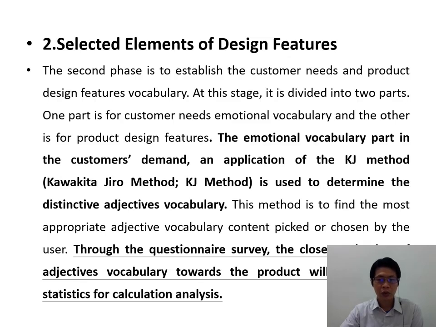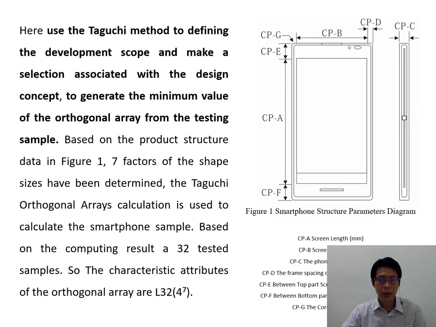This method is to find the most appropriate adjective vocabulary content picked or chosen by the user. Through this questionnaire survey, the close selection of the adjective vocabulary toward a product will be put into the statistics for the calculation analysis. As you see, smartphone is our case study.